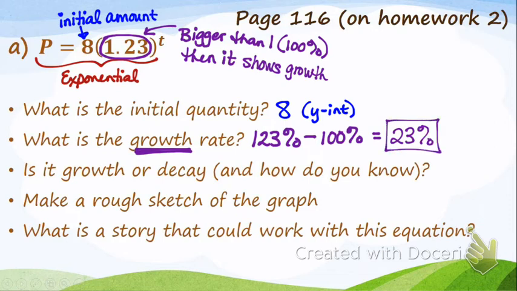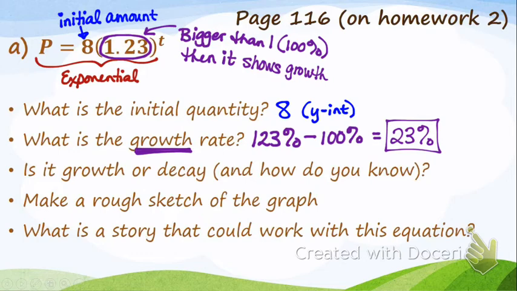If it was decay, I would have a number that's smaller than 1 in here, something smaller than 100%. I would still subtract 100 from it. I'm going to end up with a negative here. I would just write the percent part, not the negative. The negative just tells me that it's getting smaller or it's decaying.